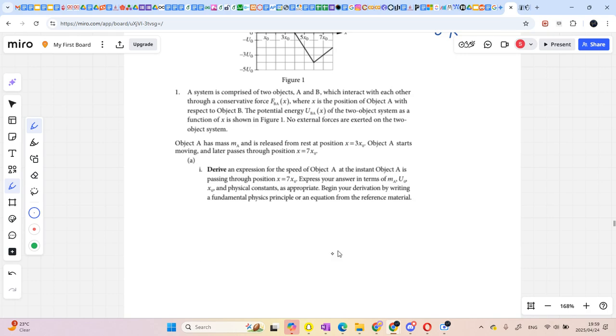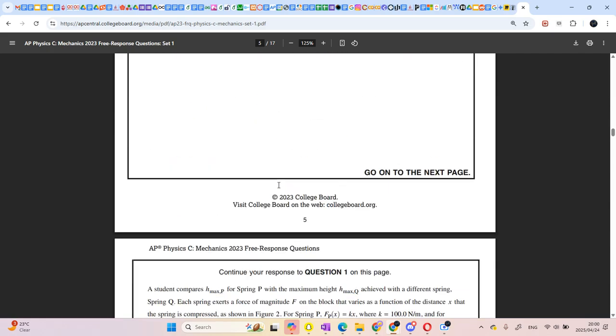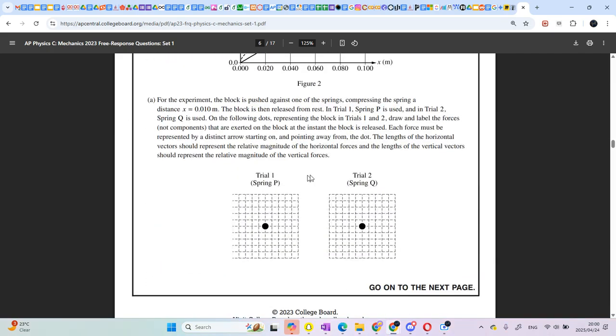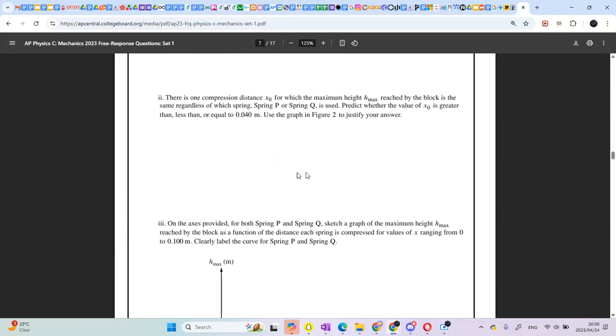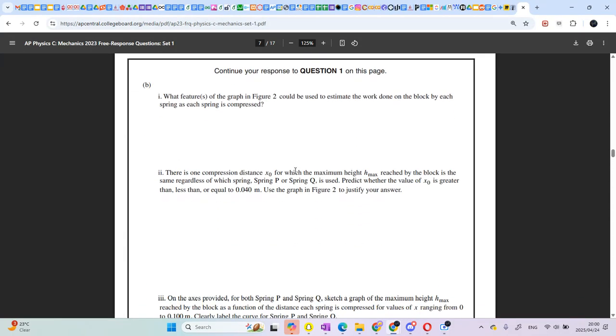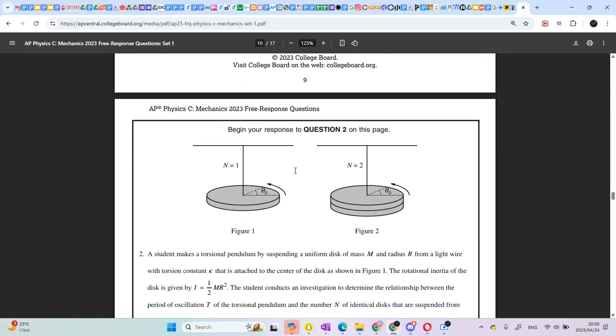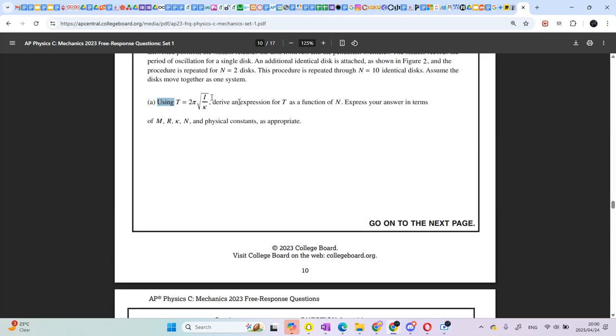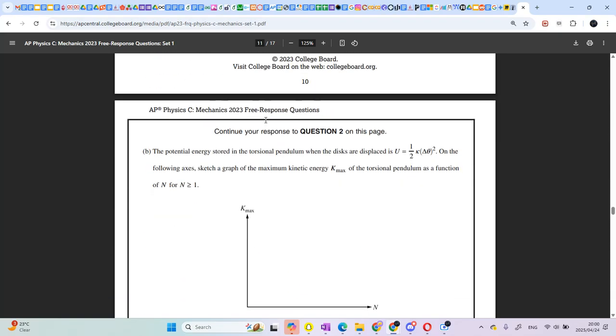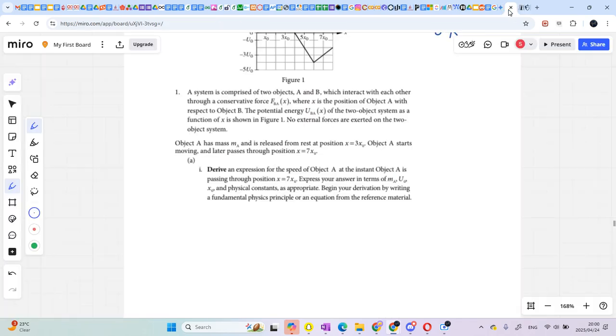Very common type of question, even with the old free response questions: derive an expression for this in terms of that, and that. Very common question type.